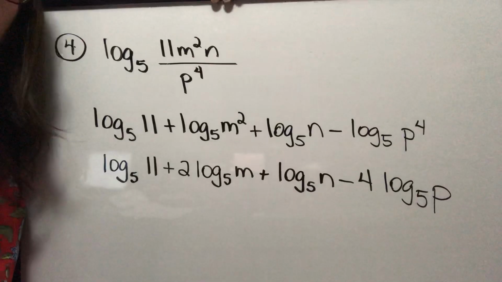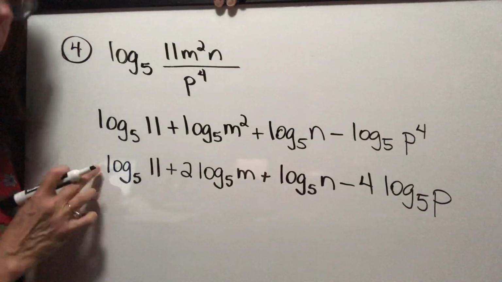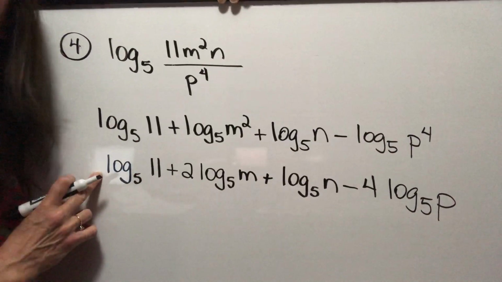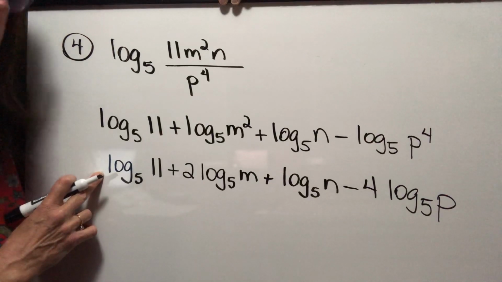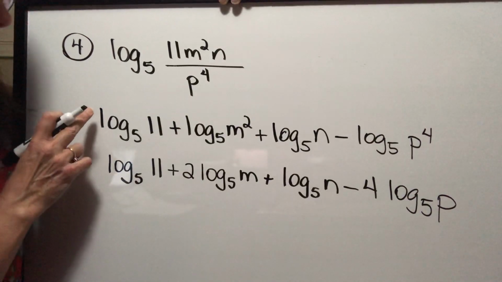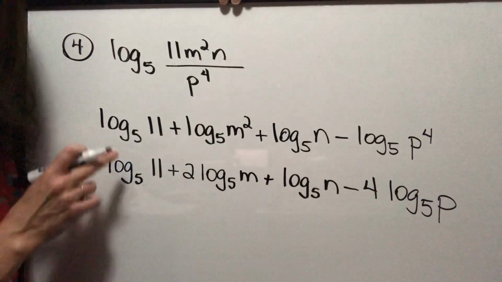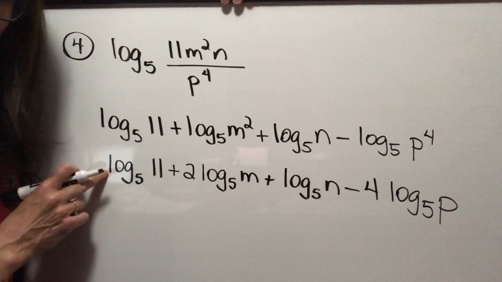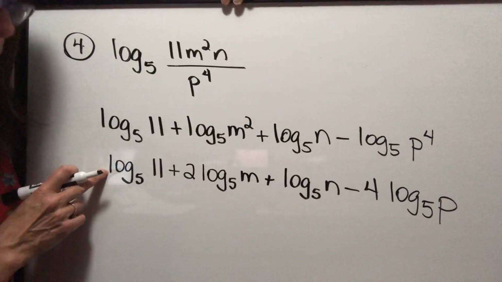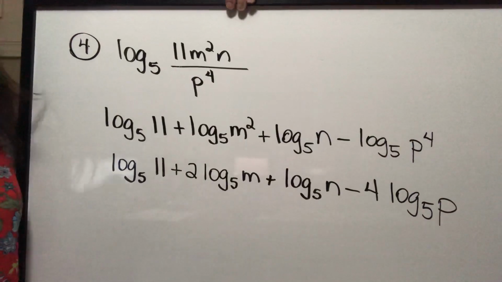So there you will have your 4 different logs. This is the final answer for number 4, fully expanded. We had to first apply the product and quotient rule here, and then we also applied the power rule here. So this bottom one is your final answer for number 4.